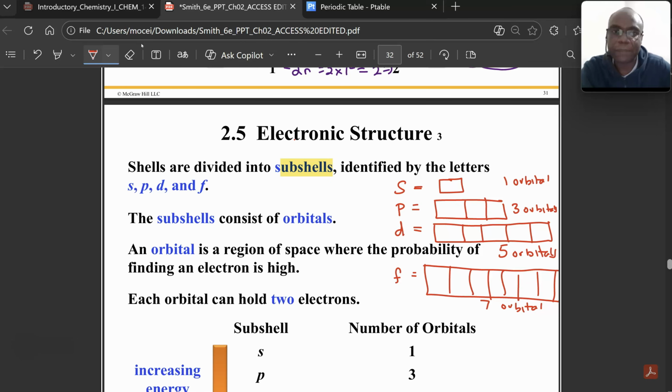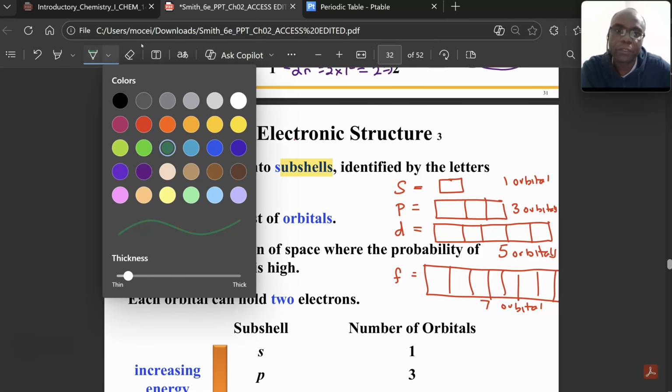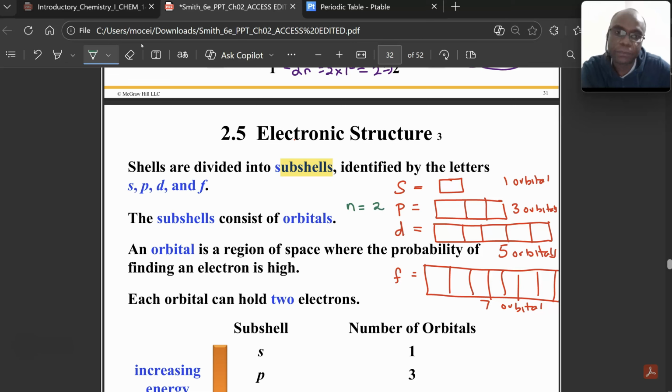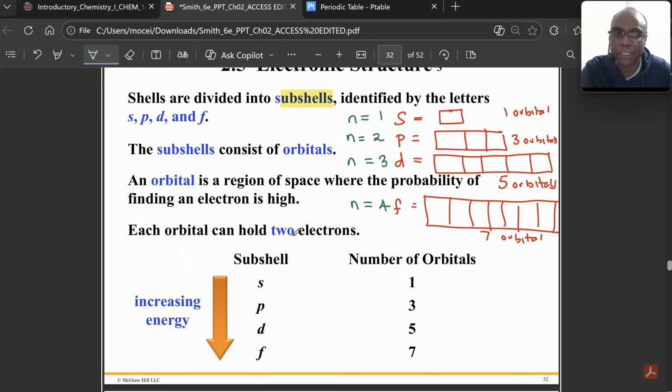Now, the first time you're going to see the P orbital is in n equals 2. The first time you'll see the D is when n is equal to 3. The first time you'll see the F is when n equals 4. The first time you see the S is when n equals 1, but you still see the S in the second shell, third shell, and fourth shell. So the first time you see it, you'll continue seeing it from that point onward in other shells.